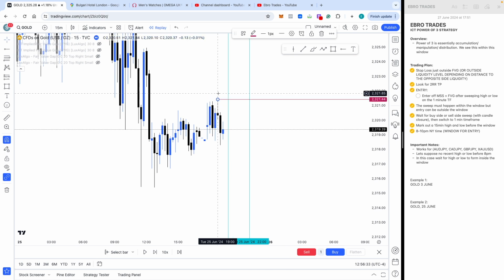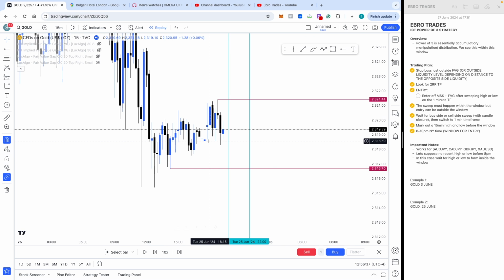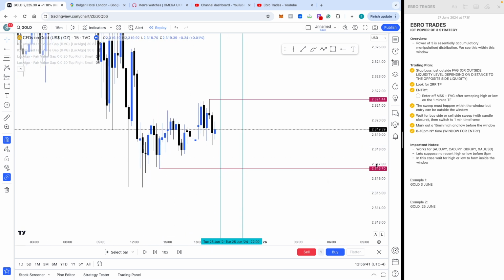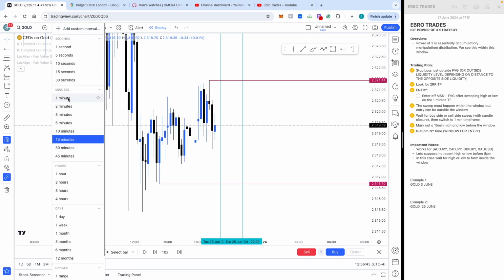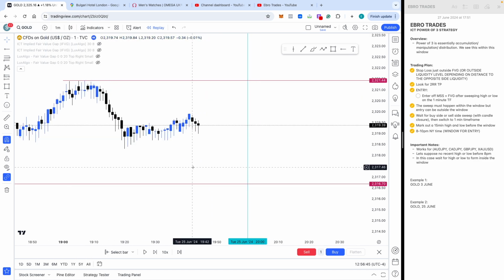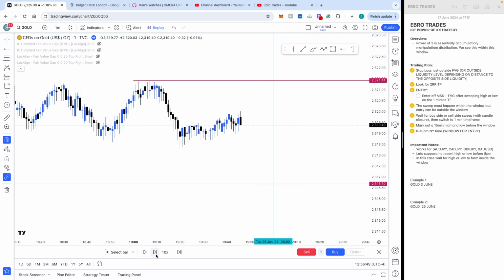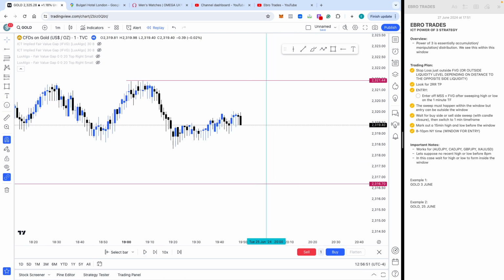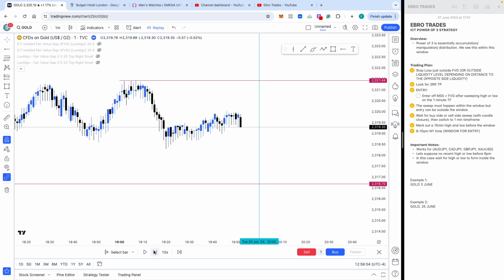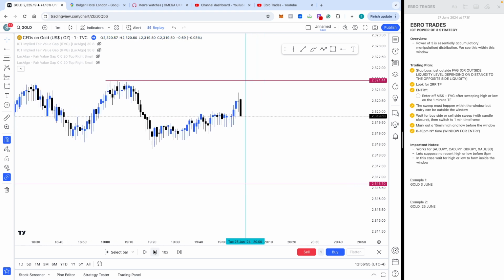I see our high over here. I see a low over here. Though we could even take this to be our low, but I like to take the most recent low. We now switch over to the 1 minute just as we enter our trading window. And now I'm waiting for the high or the low to get swept inside our window.